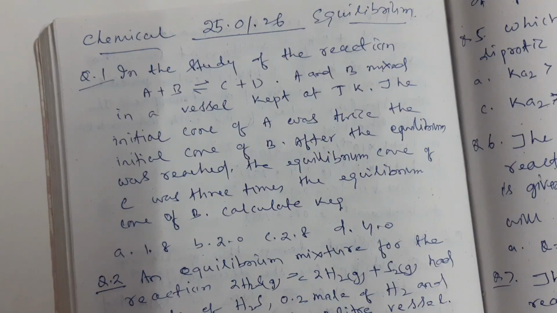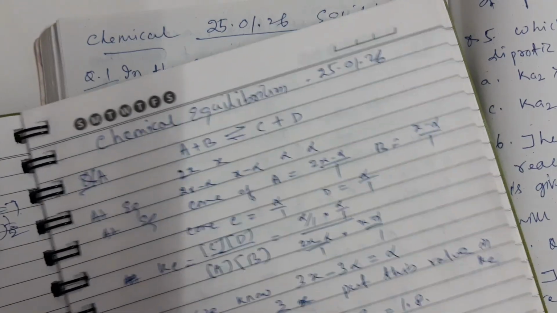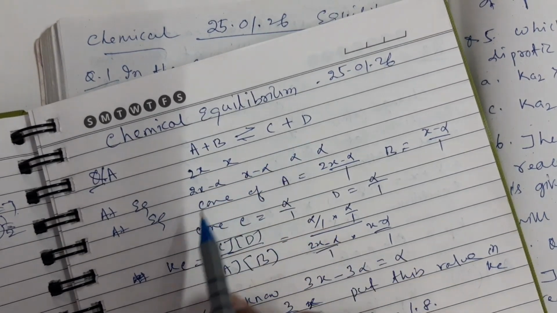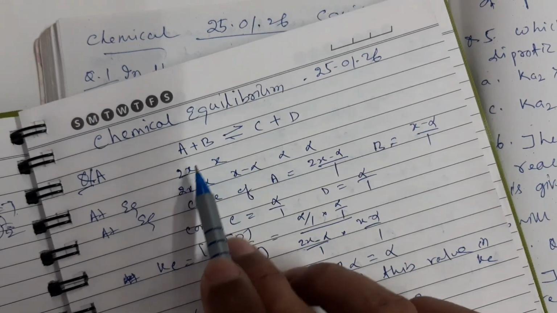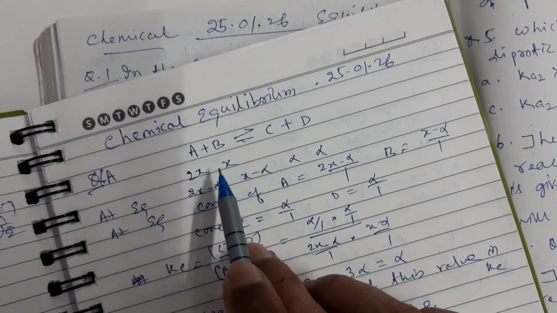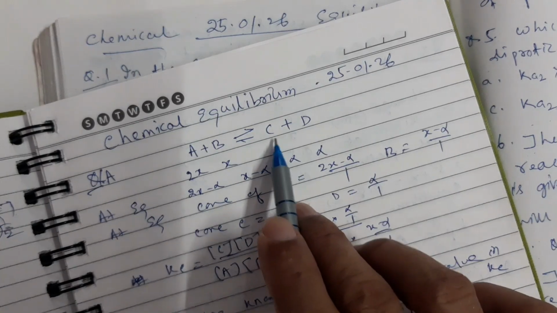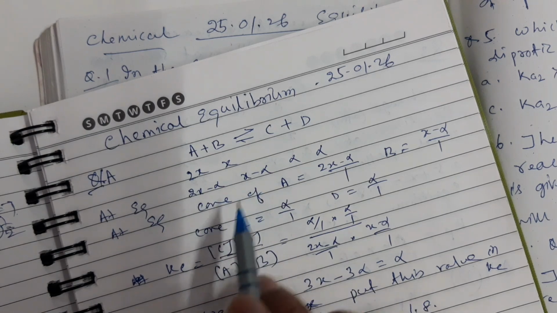I already solved this problem. See, this is A + B ⇌ C + D. Initially B is x and A is 2x, because it is given in the question. At equilibrium, alpha amount changed to C and D, so the remaining is 2x minus alpha and x minus alpha.